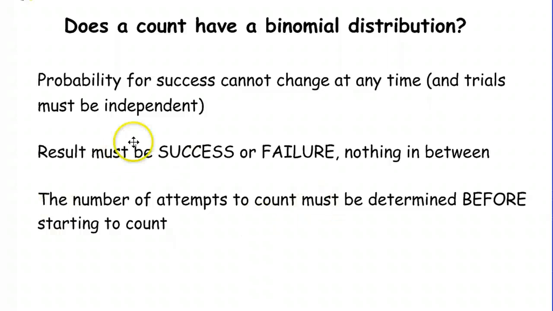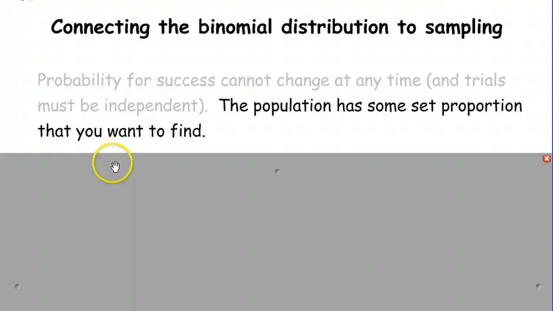Now let's take these same rules that we just talked about and see if we can apply them to sampling distributions, because it turns out that the same idea happens when we have proportions. The probability for success is not allowed to change. That would be analogous to saying the population, whatever population you're studying, has some set proportion that you're trying to find. So let's say you're doing a study of the high school and the proportion of students who like ice cream is 96%. You don't know that ahead of time, but it's something that's set and you're trying to figure out what it is. So that's why you take samples, to try to predict what that population value really is.